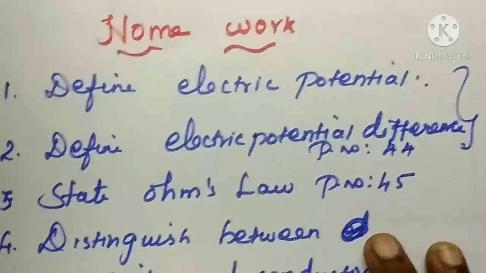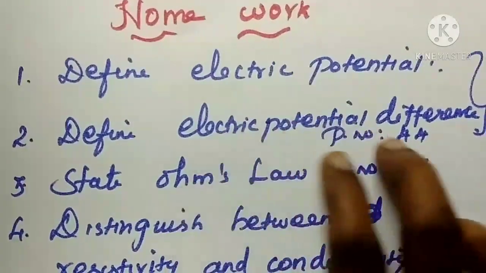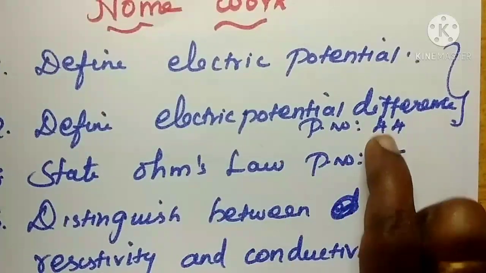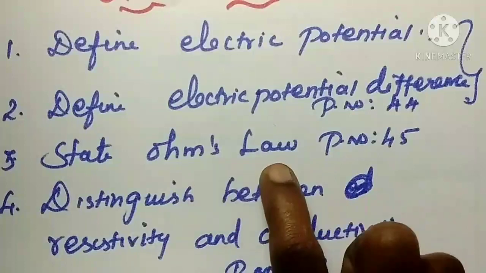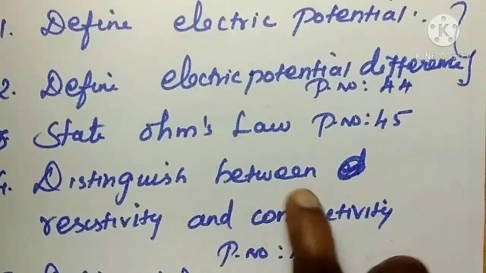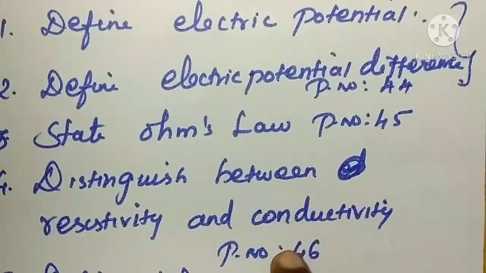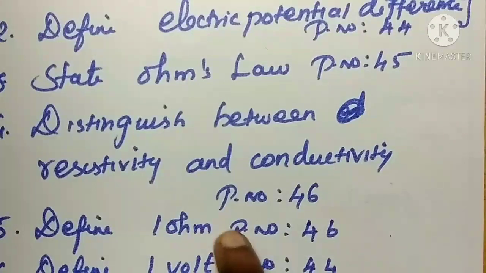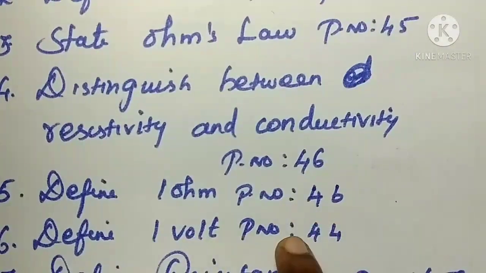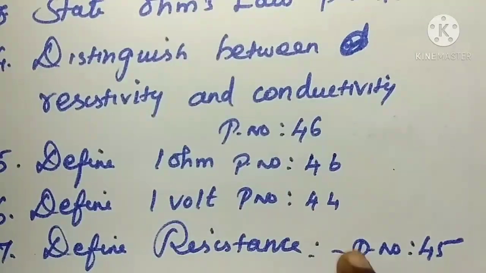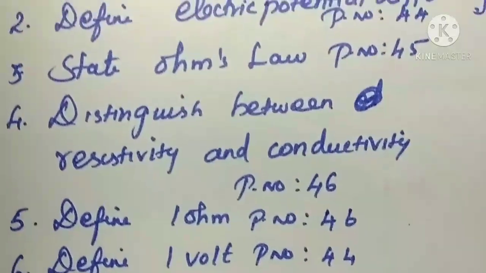And today's homework. First question, define electric potential. Second, define electric potential difference. This is page number 44. Third question, state Ohm's law. It's given in page number 45. And distinguish between resistivity and conductivity. It's page number 46. Next one, define 1 ohm. Page number 46. And define 1 volt. It's given in page number 44. And the last one, define resistance. Page number 45. Okay, this is 7 questions.